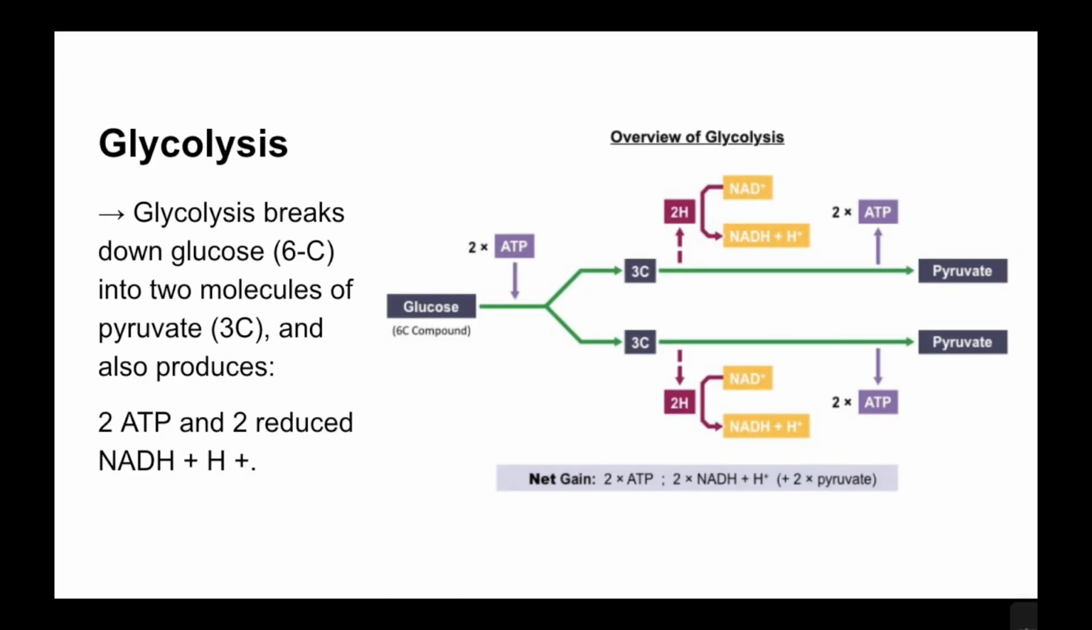The process of glycolysis breaks down a glucose molecule, which is a 6-carbon molecule, into 2 molecules of pyruvate, a 3-carbon molecule. It is a metabolic pathway that gives a small yield of 2 ATP and 2 reduced NADH plus an H+ ion.